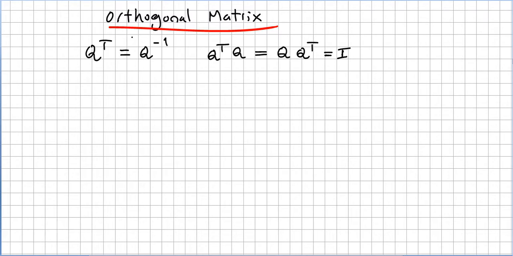Okay, what is an orthogonal matrix? If the transpose equals the inverse, we say the matrix is orthogonal. So if you have a matrix A, you take the transpose and you see that the inverse equals the transpose, so A is orthogonal. Okay?